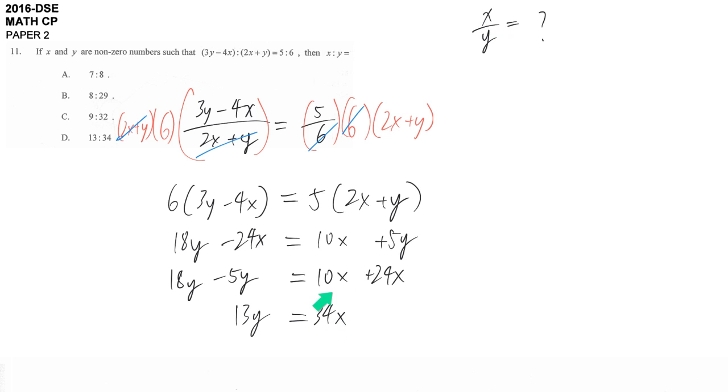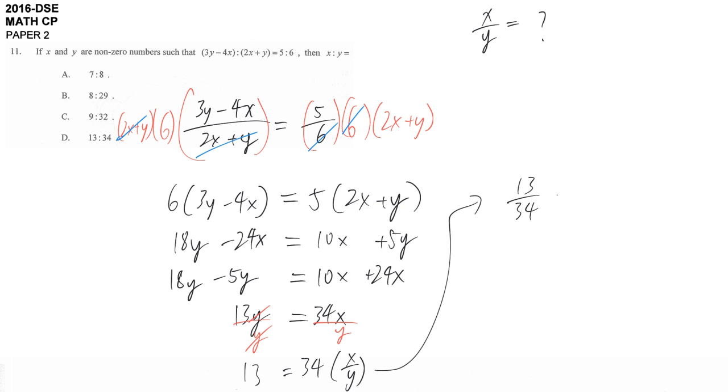So I want over y here. X over y, I divide both sides by y. This one disappears. So 13 is equal to 34 times of x over y. I don't want 34, so I can both sides divide by 34. We have 13 over 34 is equal to x over y, which means that x to y is equal to 13 to 34. We get the answer D.